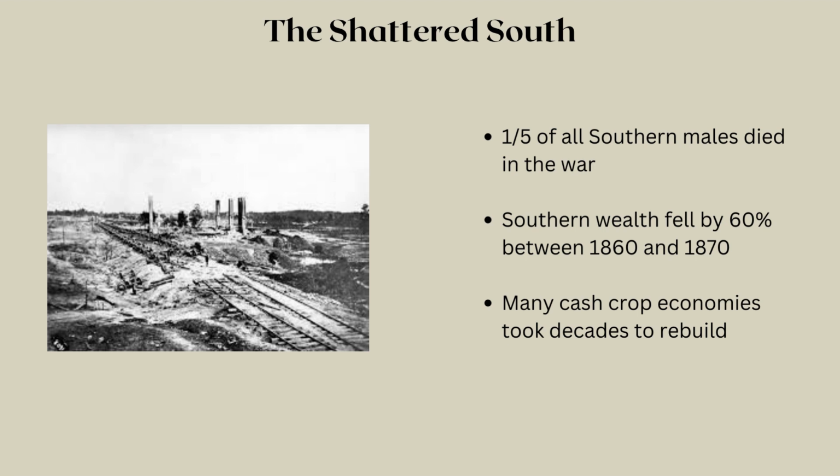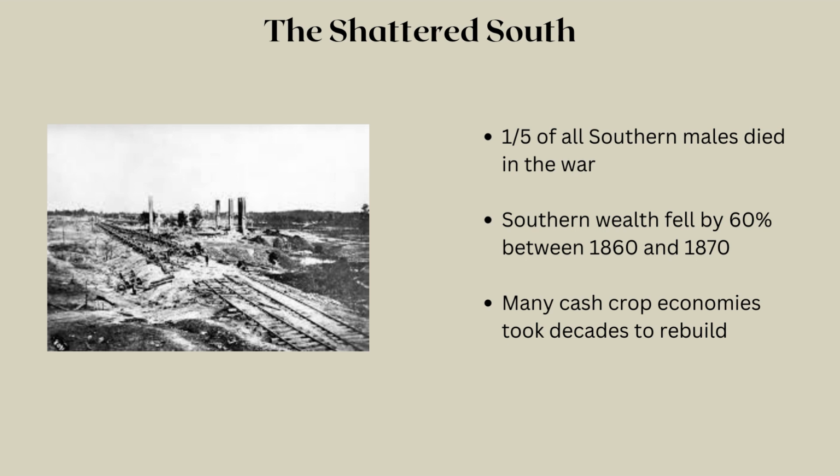So, first of all, we have to ground ourselves in the situation that we're dealing with. 20% of all Southern white males perished in the war. So right away, we have a real human cost. Southern wealth fell by about 60% between 1860 and 1870. During that exact same time period, Northern wealth grew by 50%. So what you really see is a dramatic shift in the wealth distribution within the nation.